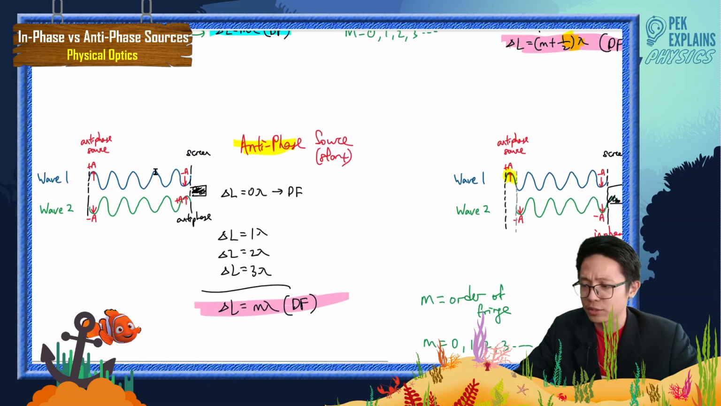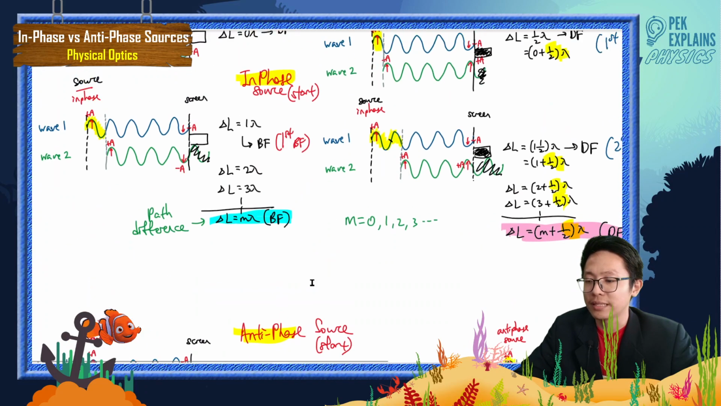Let's say there's no path difference. Start off with antiphase already, end up also antiphase. The path difference is 0 lambda, isn't it? 0 lambda, which is dark fringe. So 0 lambda, 1 lambda, 2 lambda, 3 lambda, which is m lambda. m lambda is now used for dark fringe. It forms a dark fringe because of destructive interference for antiphase.